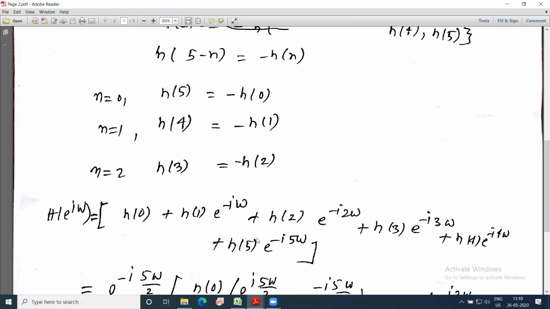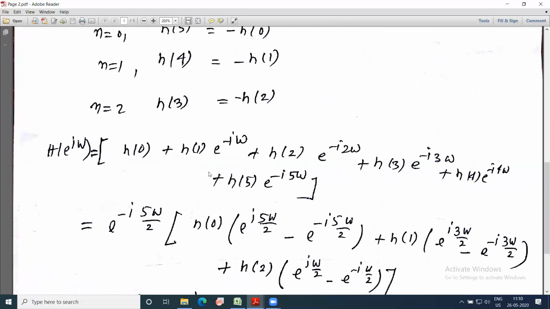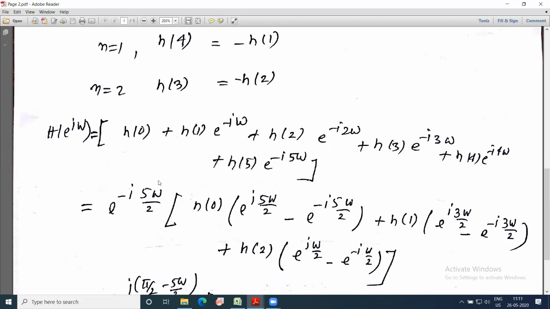Now if I write H of e power j omega, this will be equal to h0 plus h1 e power minus j omega, h2 e power minus j2 omega, h3 e power minus j3 omega, h4 e power minus j4 omega, h5 e power minus j5 omega, for n equal to 6, corresponding to n equal to 0 to 5. Now again, first I am taking out e power minus j (n minus 1) by 2. This phase I am taking out. Now for h0, e power j5 omega by 2 times e power minus j5 omega by 2, this corresponds to the term h0.